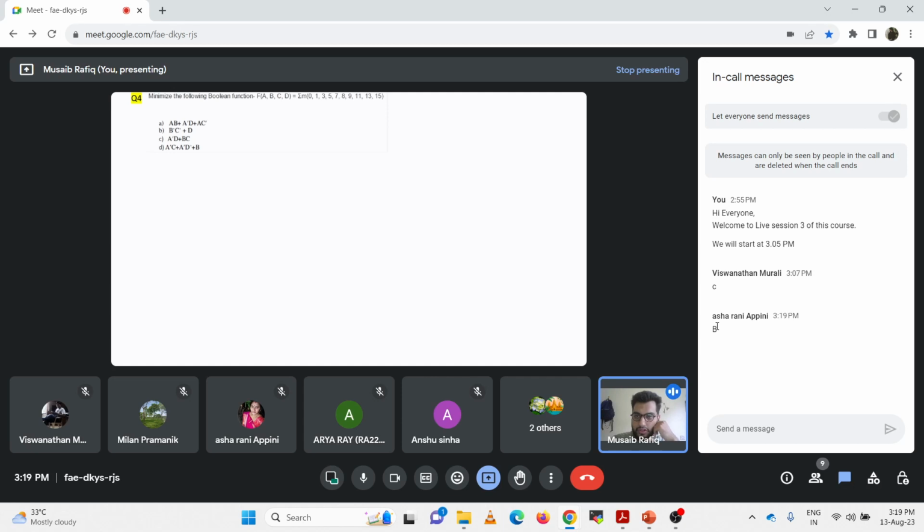One of the students joined late, so let me just read out the question for the student. This is question number 4 of today's live session. It says minimize the Boolean function f of a, b, c, d equal to sum of minterms 0, 1, 3, 5, 7, 8, 9, 11, 13, 15. I'd like you to do this question first and I'll show you the solution. I'll give you a couple of minutes. Some of the students have already joined and solved it. Others can try also and type in their answers.